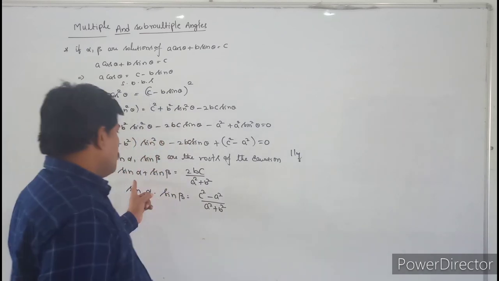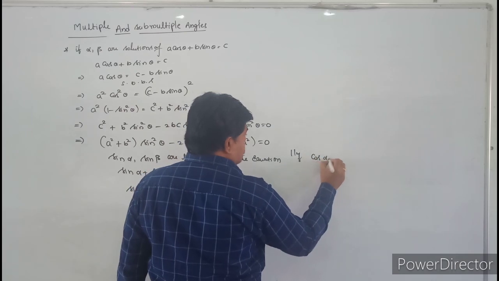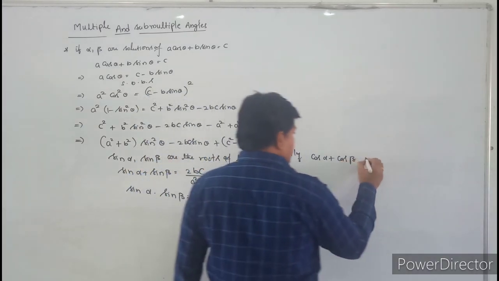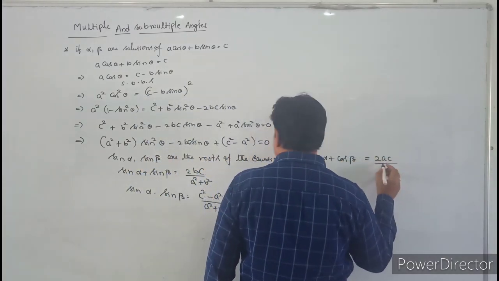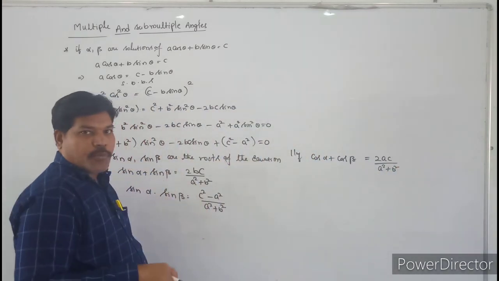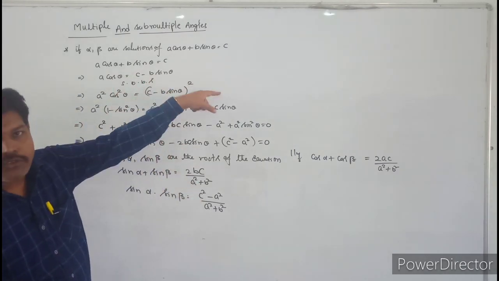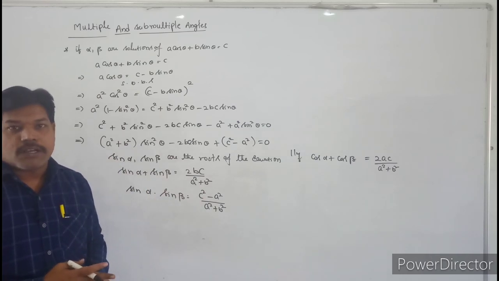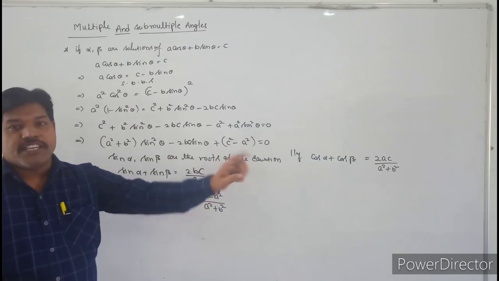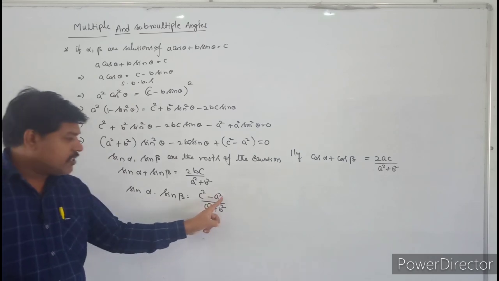Similarly, try that one by changing in terms of cos. What will we get, students? Cos alpha plus cos beta is equal to 2ac by a square plus b square. In the place of b you will get a in the numerator, that's all. I am taking the sine to that side, you can take the cos to that side, and automatically the total problem changes into cos. So similarly you will get cos alpha plus cos beta is equal to 2ac by a square plus b square. In the place of b you will get a.